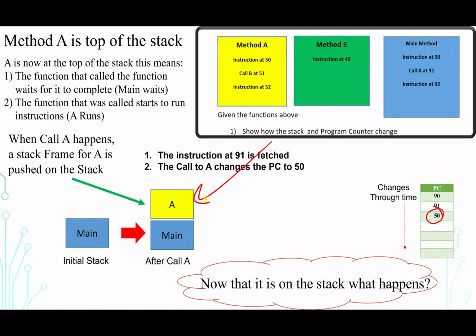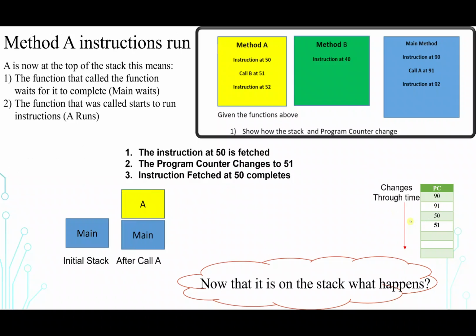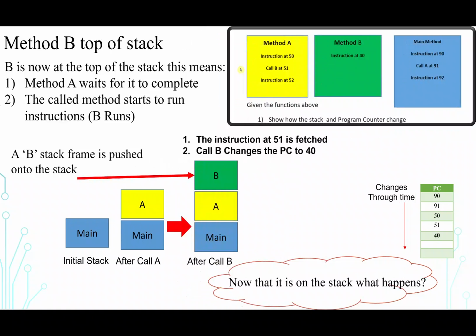We execute 50, and as we execute 50, we place 51 in the program counter. We finished executing 50 and now 51. What does 51 indicate? It says call B. So we move to B. We don't continue with A yet. We move to B, and the program counter stores 40. So here is 40.